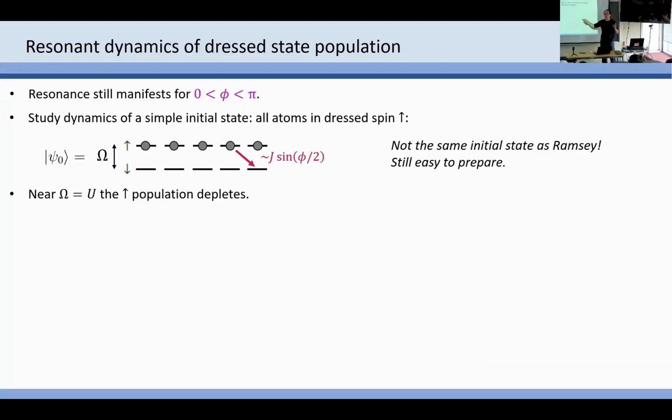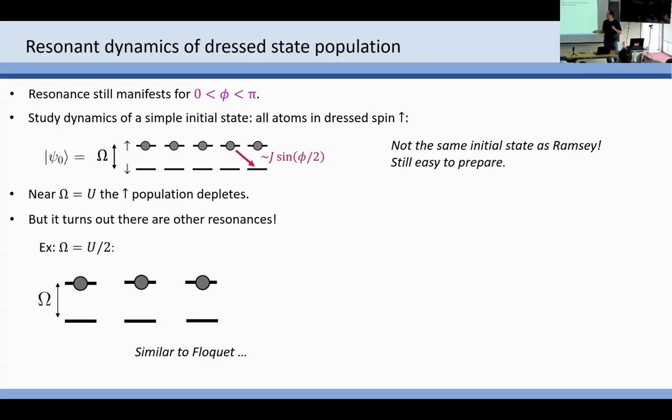And I should say that was all for spin orbit phase pi, but you can also see the effects of such a resonance for spin orbit phase less than pi. For instance, I could prepare a state of all dressed spin-ups. And that's not the same as the initial state in Ramsey spectroscopy, but take my word for it, it's still a pretty easy thing to do in an optical lattice. There's still going to be some matrix element that forms these doublons resonantly. And you can see that near omega equals U, the population will deplete as a function of time. So that works. It's not a weird quirk of phi equals pi only.